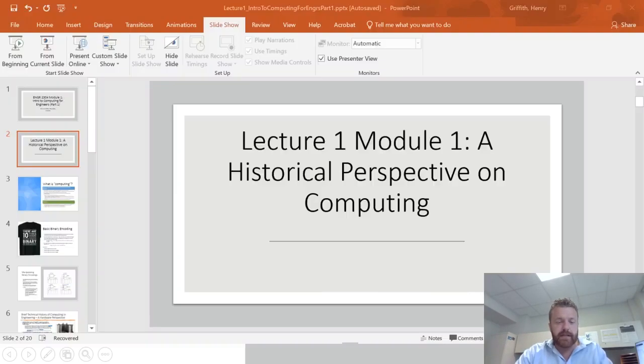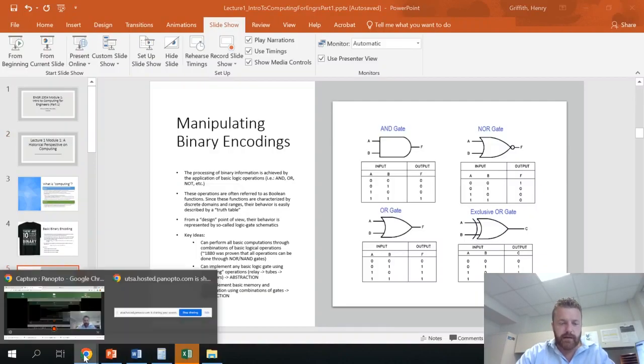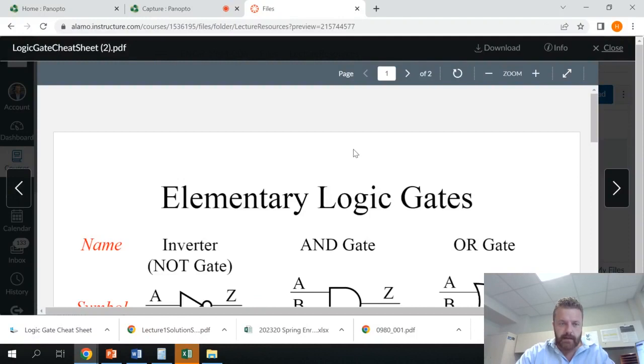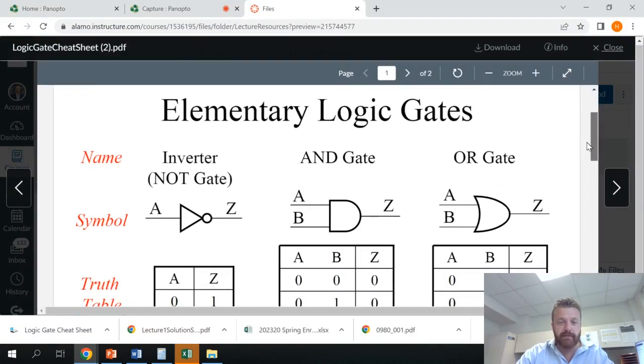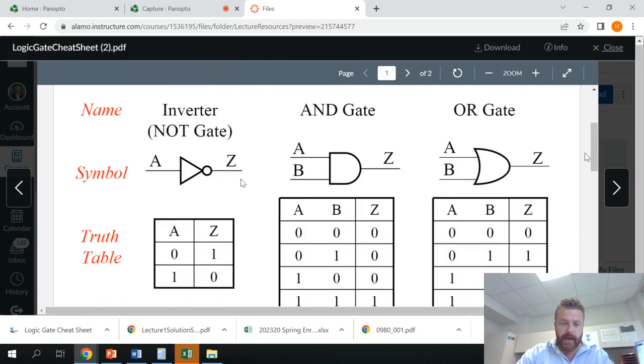So I put a sheet that I want everyone to make sure that you're aware of, and we'll look at a little more in some details in the example problems. But there's a logic gate cheat sheet that's on your Canvas module now. And if you'll notice here, these individual symbols that we're seeing, these are referred to as schematic symbols.